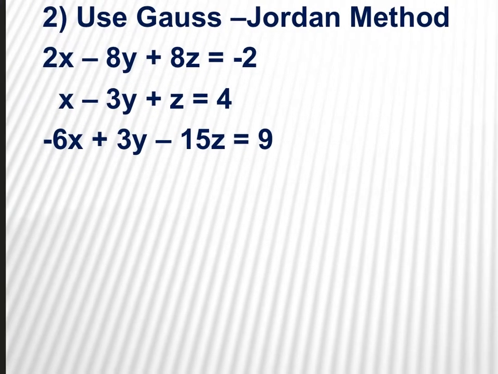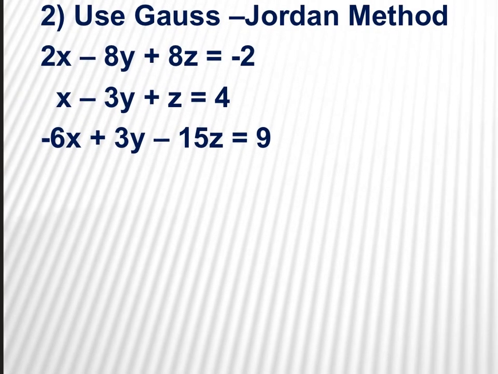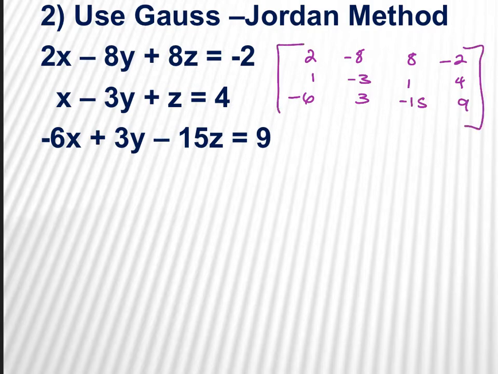All right, now it says, gosh, Jordan. So this is going to be my reduced row echelon. So 2, negative 8, 8, negative 2, 1, negative 3, 1, 4, negative 6, 3, negative 15, 9. So what would you do first? We didn't have the third. All right, so what would be your first step here?